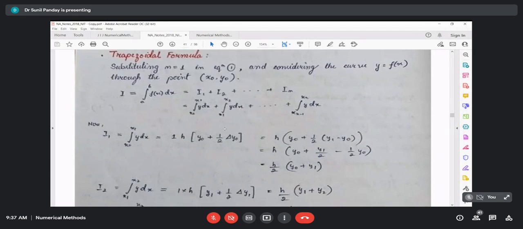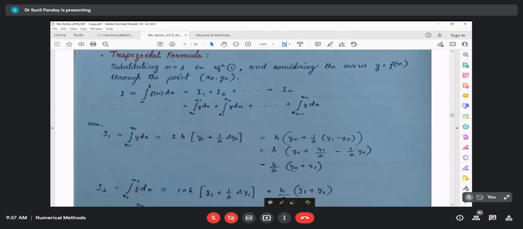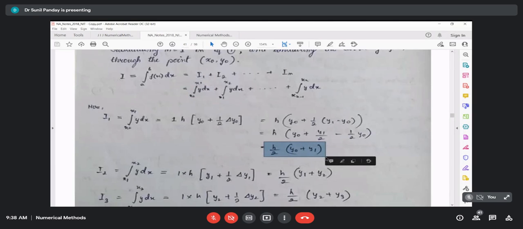Now, delta y0, from the definition of delta y0, is y1 minus y0, because delta y0 is y at x0 plus h minus y at x0, that is y1 minus y0. So after simplification, we get h upon 2 times y0 plus y1.